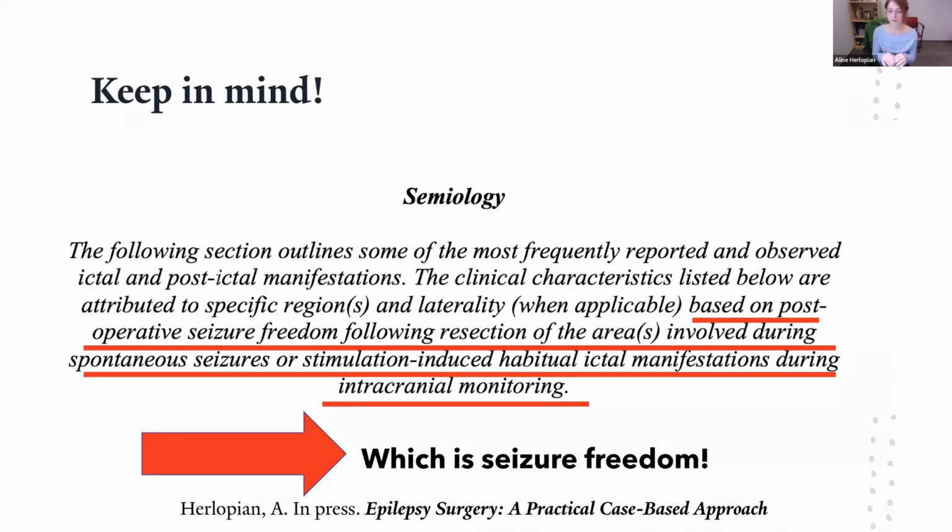Always keep in mind with the semiology, when you read a paper, there are lots of papers out there. They talk about semiology and localizing it to this area, frontal lobe. So make sure that whenever you read those papers, you understand that they also have been associated with the seizure freedom, which means that if a semiology has been attributed to the mesial temporal, okay, did they study that in postoperative patients? Did they study that in patients who attained seizure freedom?